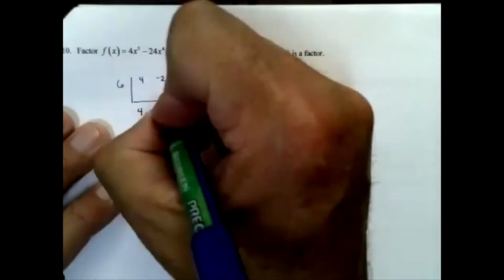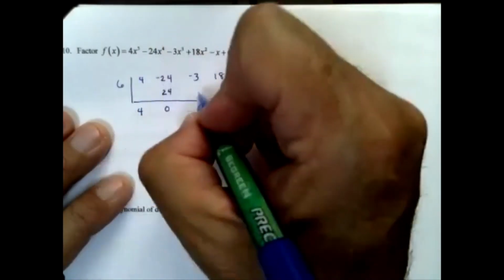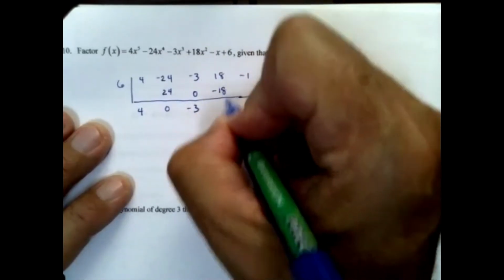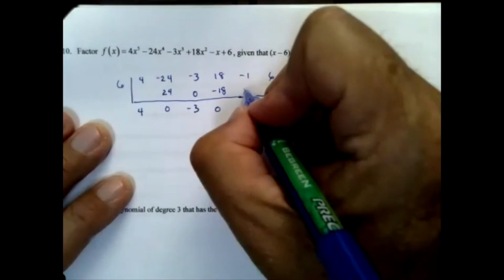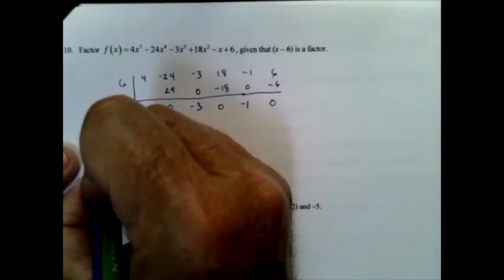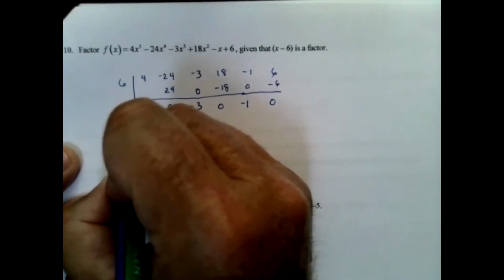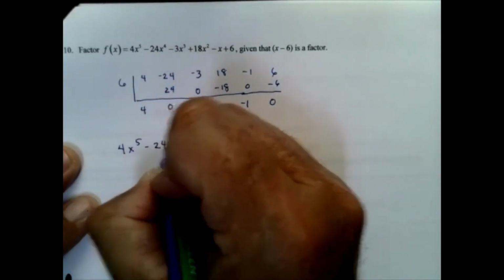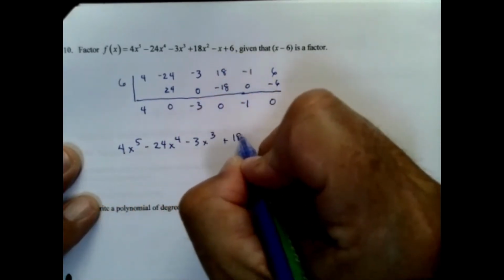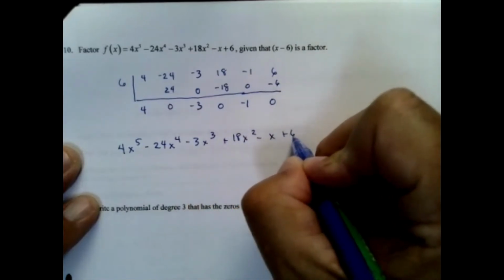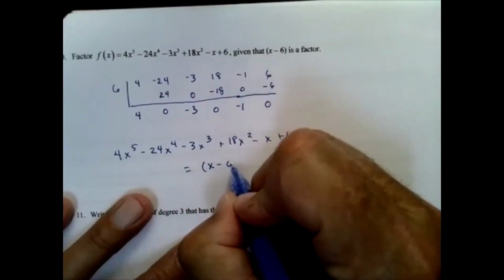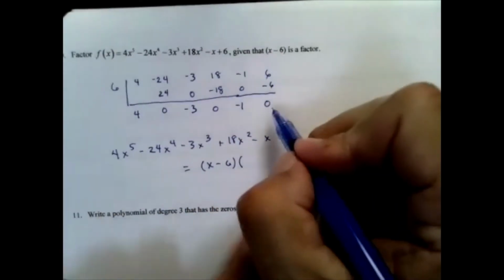Four, 24, 0, 0, negative 3, negative 18, 0, 0, negative 1, negative 6, and 0. So this now wants me to factor 4x to the 5th minus 24x to the 4th minus 3x cubed plus 18x squared minus x plus 6. And I know that this factors into x minus 6 times, that was the remainder.